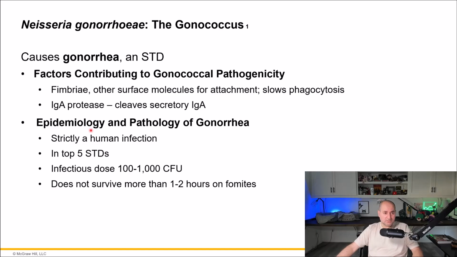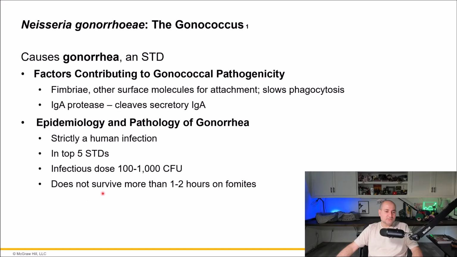What about the epidemiology? Remember, epidemiology is the study of spread of disease, and pathology, which is the study of the actual infection and disease of gonorrhea. It's a strictly human infection. It's in the top 5 of sexually transmitted diseases. This is an interesting fact. Do you guys know what the infectious dose refers to? That means how many bacteria does it take to make you sick, right? The infectious dose is between 100 and 1,000 colony-forming units. So it takes an inoculum of between 100 and 1,000 bacterium to make you sick.